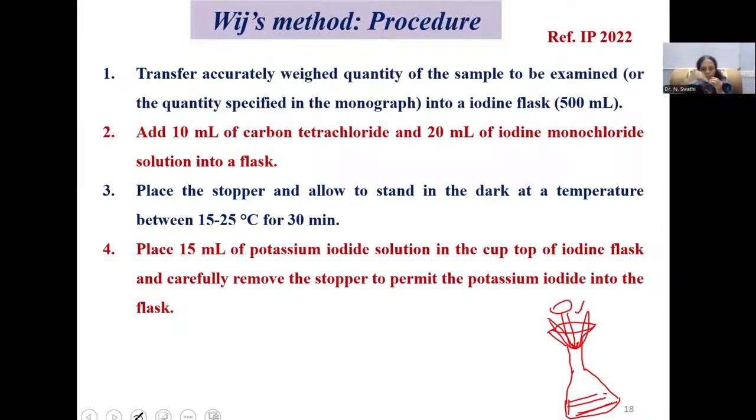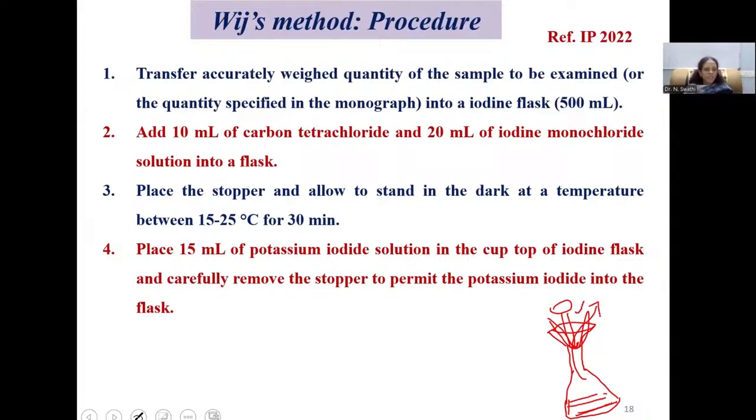Because as soon as you add potassium iodide, it reacts with the remaining iodine monochloride and liberates iodine. The liberated iodine immediately escapes through whatever opening is present. That is why we have to slightly tilt the lid up, and in the cup top we have to add the potassium iodide.